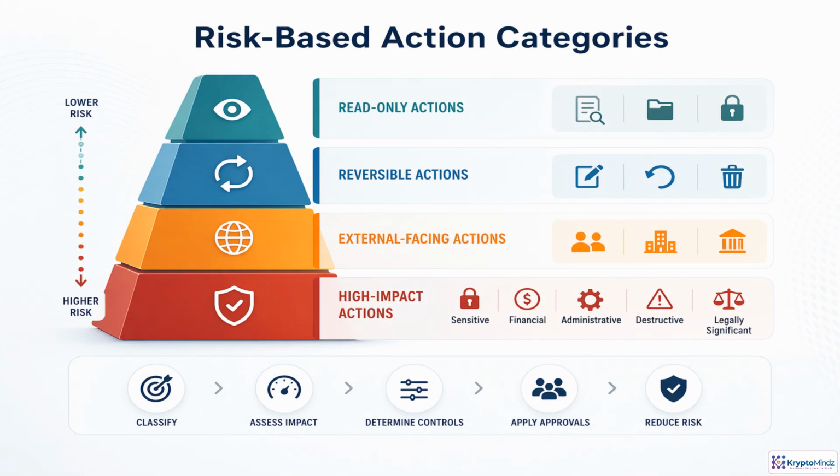A practical approval system begins with one question: what could go wrong if the agent does this without a human? Read-only work may look safe, but it can still reveal sensitive data. Reversible changes are easier to tolerate because mistakes can be rolled back. External-facing actions raise the stakes because they affect customers, partners, regulators, or reputation.